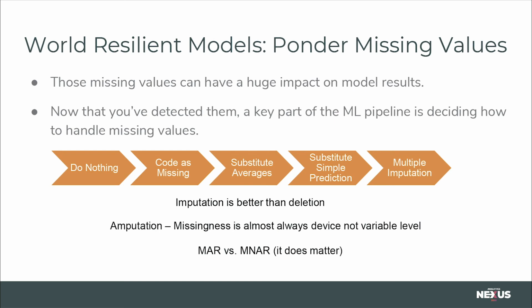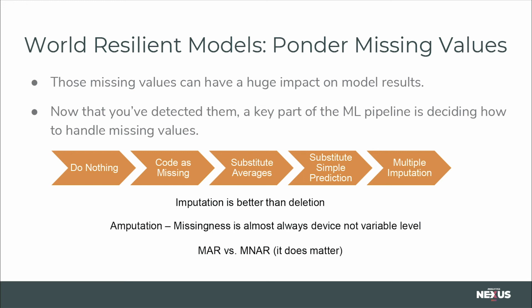Which brings me to, I think, the second big challenge: missing values. If you have device anomalies, if you have device failures, if you have partial data from devices, one of the things that's going to generate is missing values. Missing values are a plague on machine learning analytics. A lot of times we tend to think of missing values as something we can just throw away and ignore, but those missing values can have a huge impact on model results.